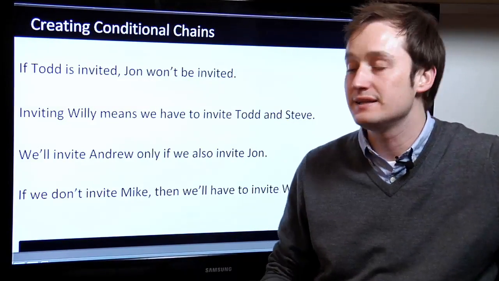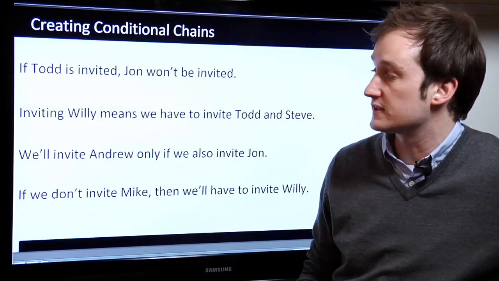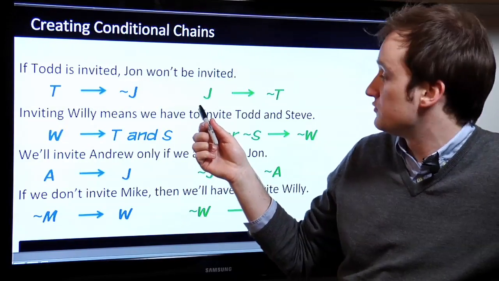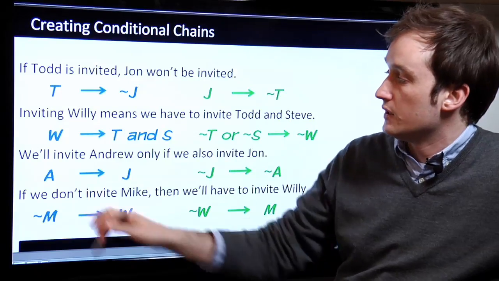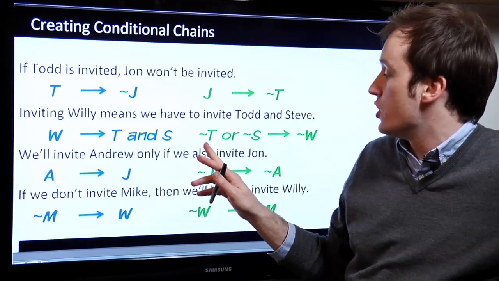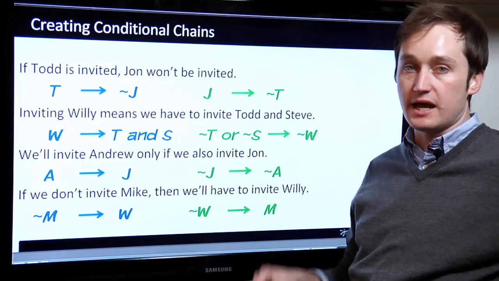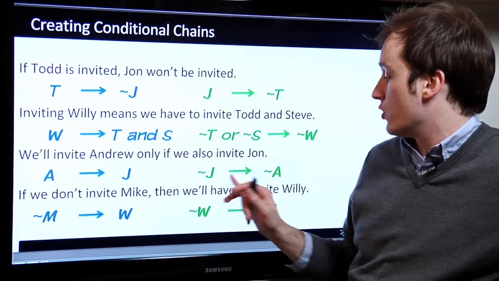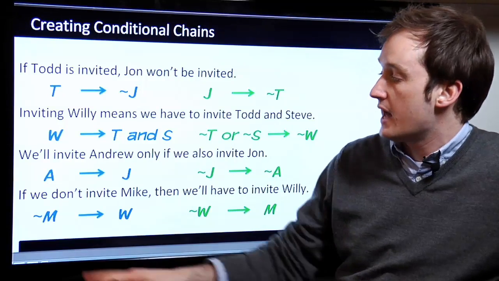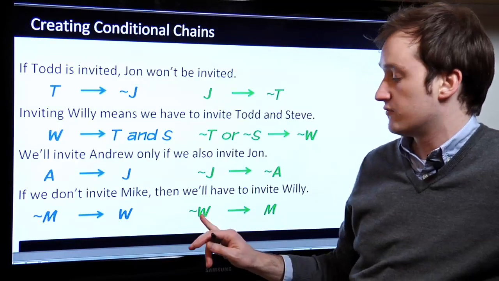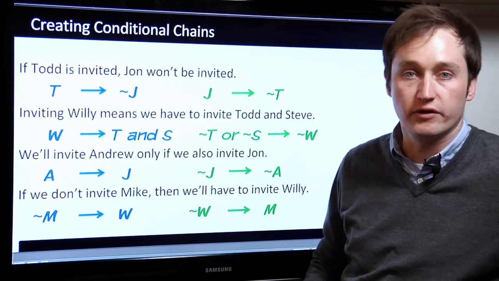We can translate these much the same as we translated the previous statements. T gives us no J, and the contrapositive, J gives us no T. W means we have to have T and S, and the contrapositive, no T or no S means we can't have W. A gives us J in the third statement, or no J gives us no A. And in the final statement, if we don't have M, we have to have W. And likewise, if we don't have W, we have to have M.